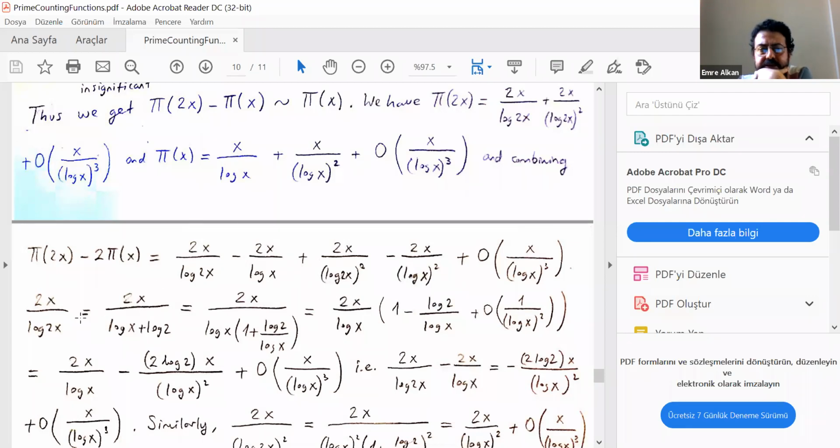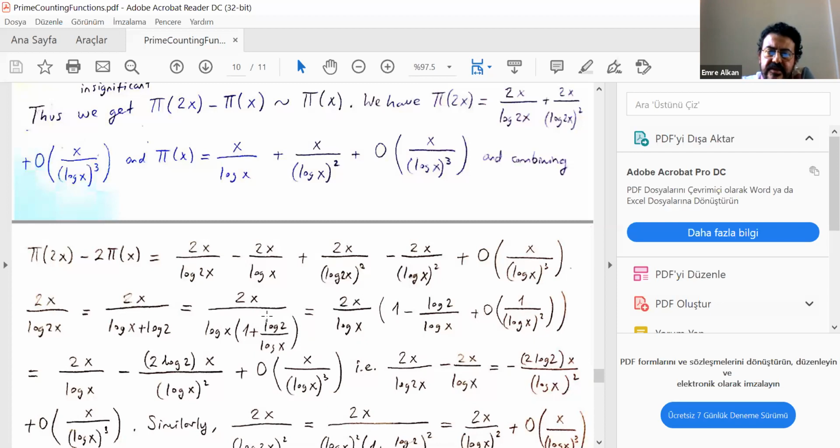Let's look at this pair, 2x over log 2x. So now I will be more careful. As I have said, log 2x is log x plus log 2. I factor the heaviest part here, 2x over log x. Then I have 1 plus log 2 over log x. Then I see the main term, 2x over log x. But then I have 1 over 1 plus something very little. Okay, if x is large, this is very little.